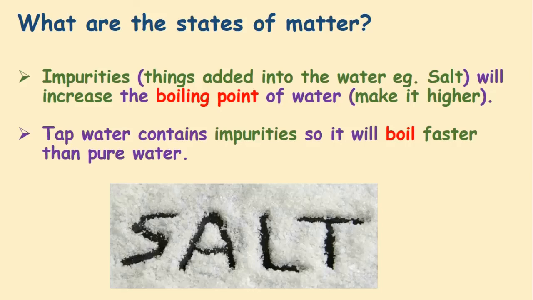Impurities, so for example salt added into water, will increase the boiling point of the liquid, making it higher. So the boiling point will be higher. So for example, if it was 90 degrees, it might now be 100 degrees. So it will increase the boiling point.